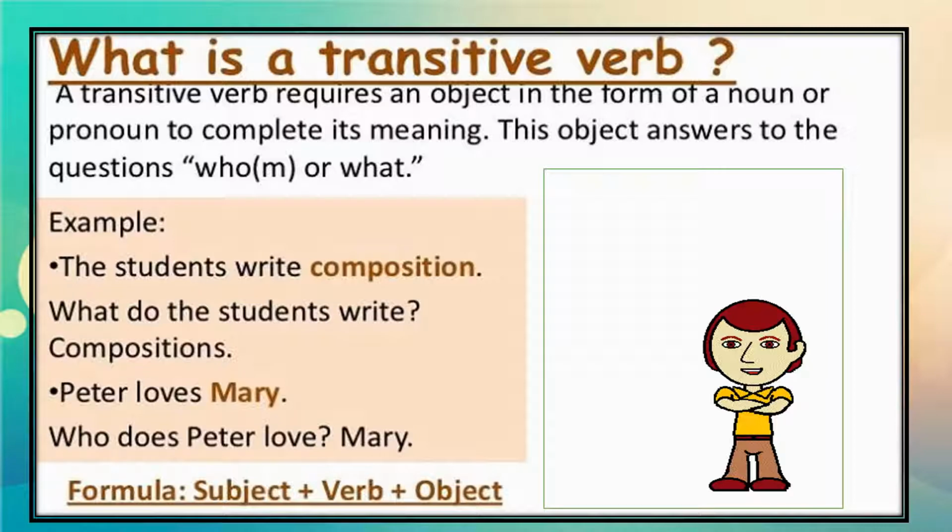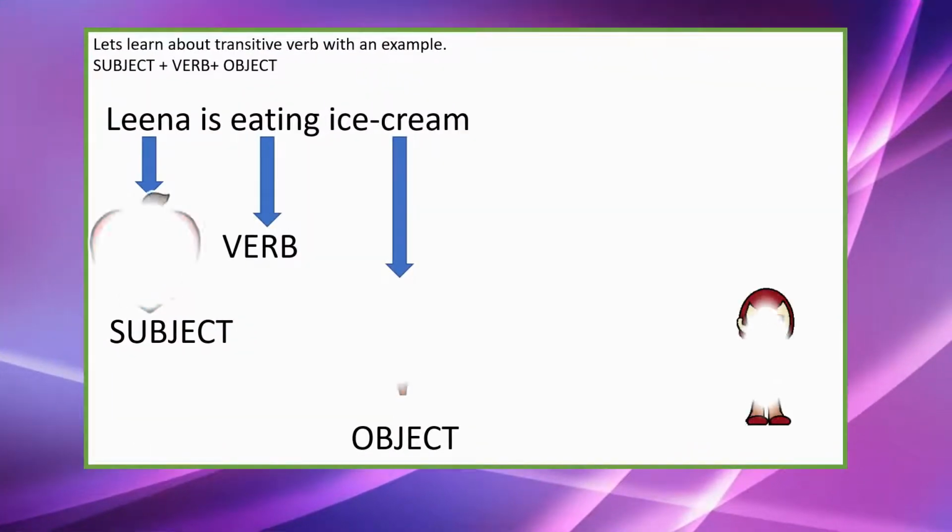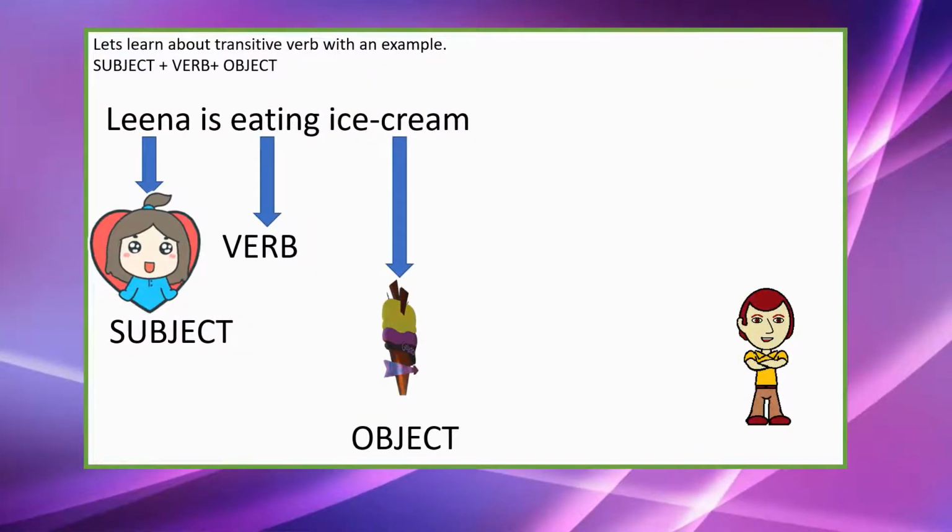Let's see one more example. Peter loves Mary. Who does Peter love? So your answer is Mary. Who or whom? Now the formula of this will be subject, verb and object. Let's learn more about transitive verbs with the help of examples. As I told you, the formula is subject, verb and object.